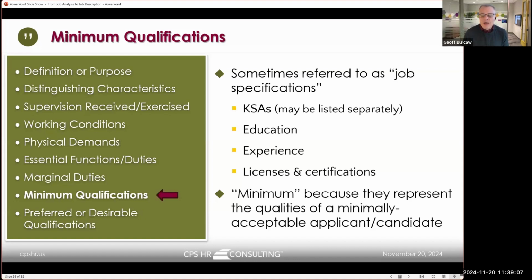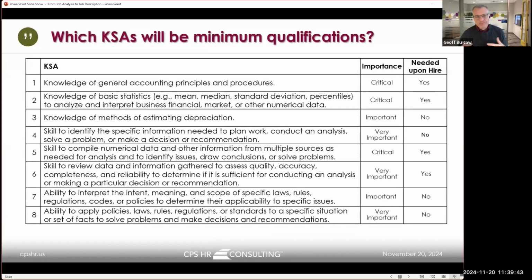And so when we're talking about minimum, what we mean is minimum because it represents the qualities of a minimally acceptable applicant or candidate. As you know, this is what we require of people just for them to get in the door, usually in an application screen, just to bring them into the process where they go from applicant to candidate, and they're in our selection process. This is just the absolute minimum. Well, how do we identify that? Not surprisingly, we do that through our job analysis results.